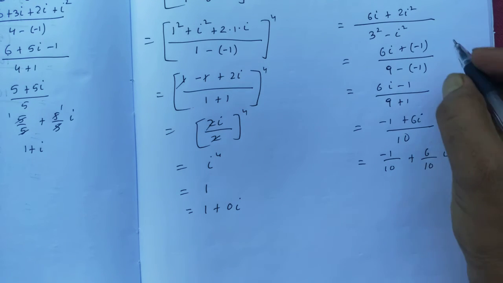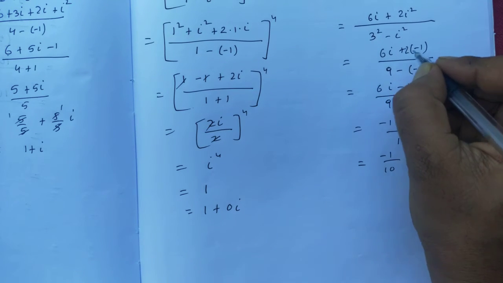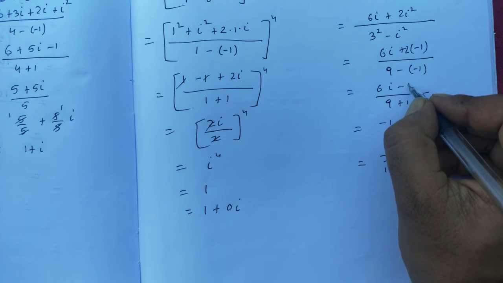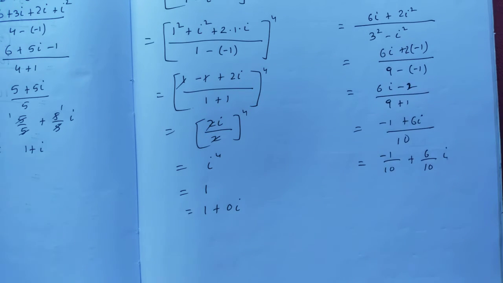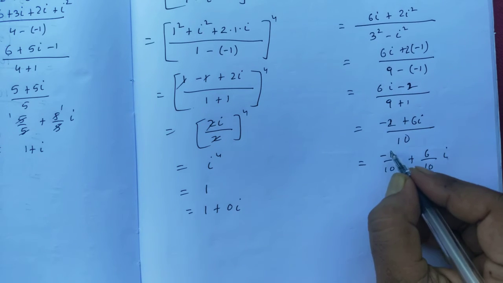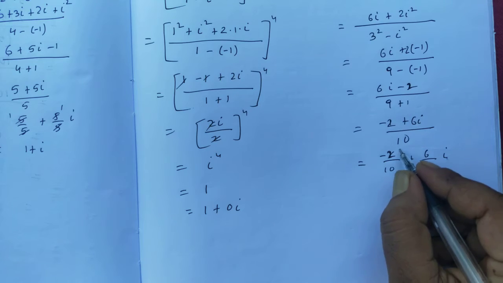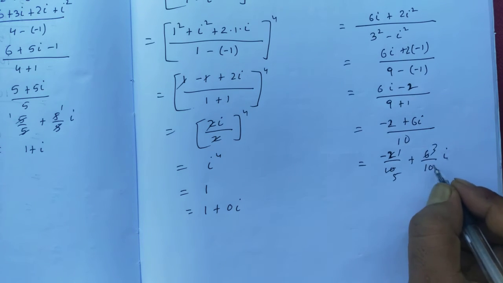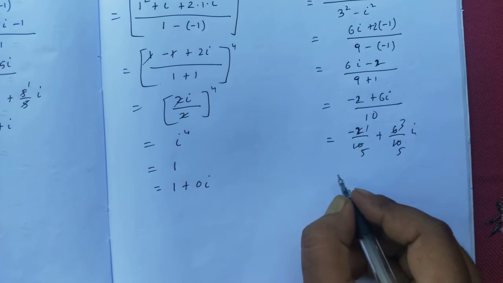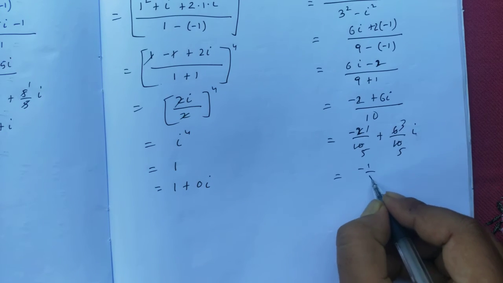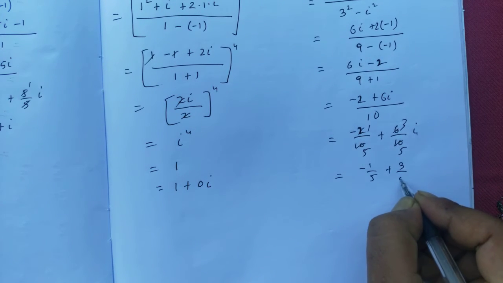Oh, this is not mine. I forgot to write 2. 2 is here. Minus 2, okay. So we can cancel by 2, 5, 3 by 5. So your answer is minus 1 by 5 plus 3 by 5 i.